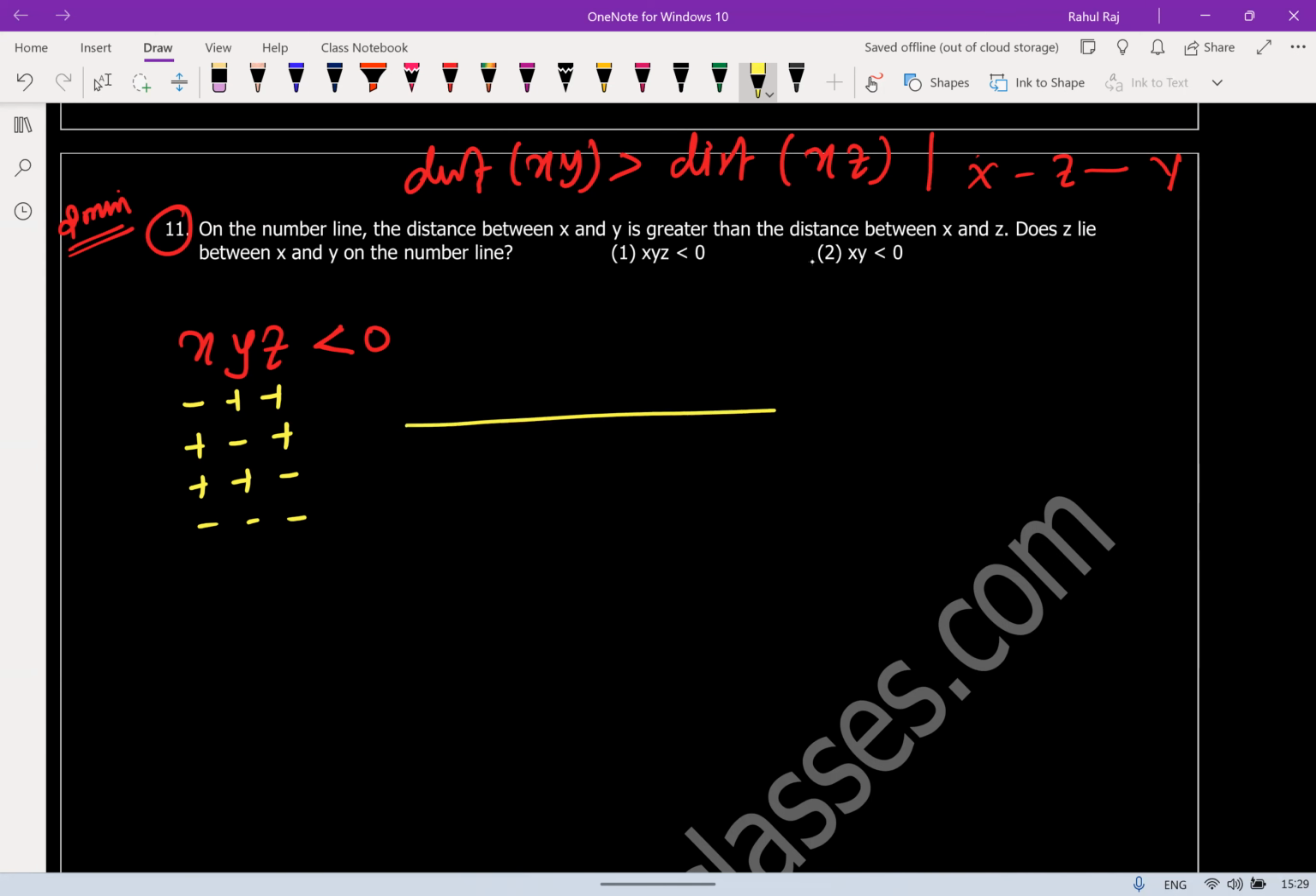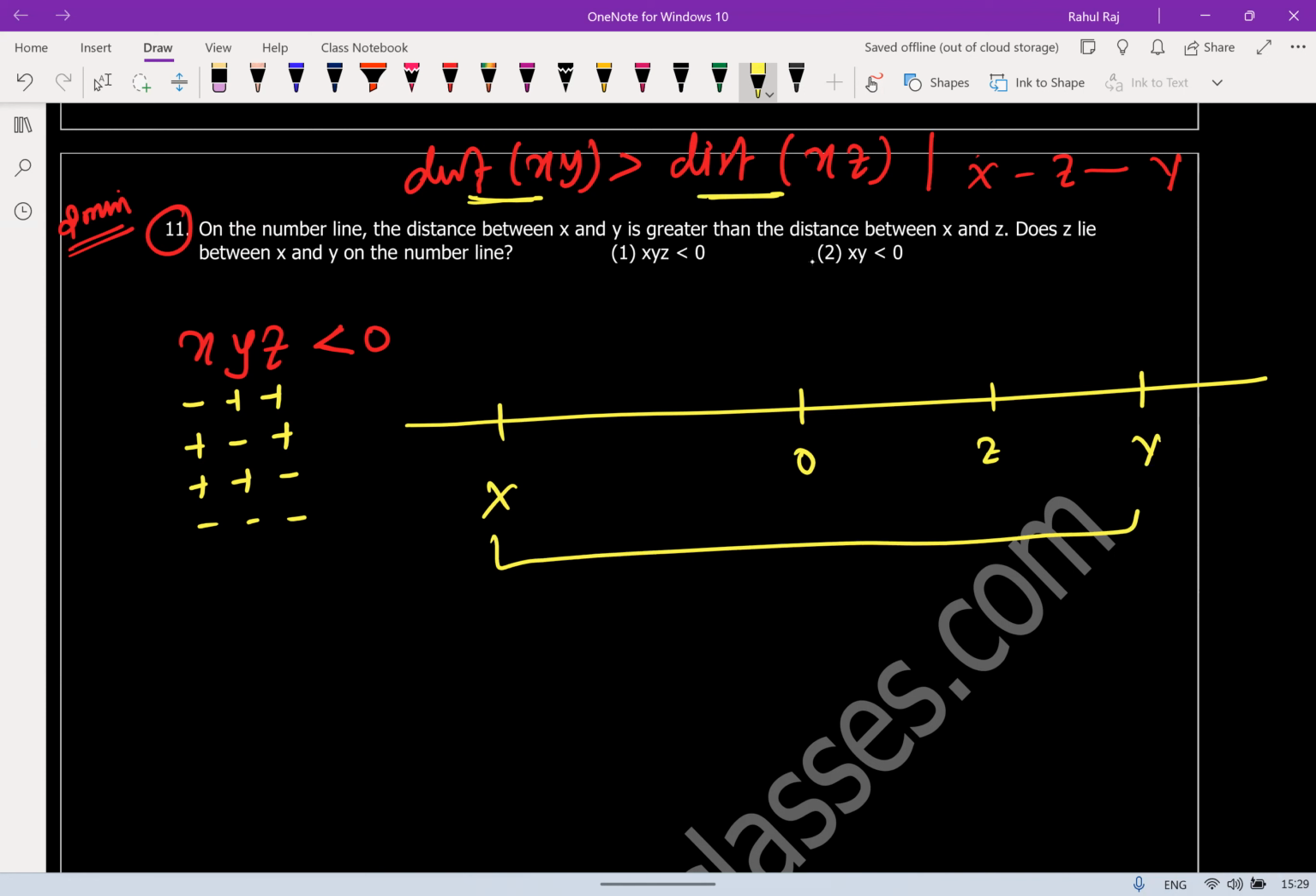Now let's draw a number line where this is 0. I'll place x over here, I'll place y over here, I'll place z over here. Can I say that I'm satisfying what is given to me in the question? The distance between x and y is greater than the distance between x and z, right? I'm also satisfying xyz less than 0. I've taken the first case, and here what I get is z lies between x and y.